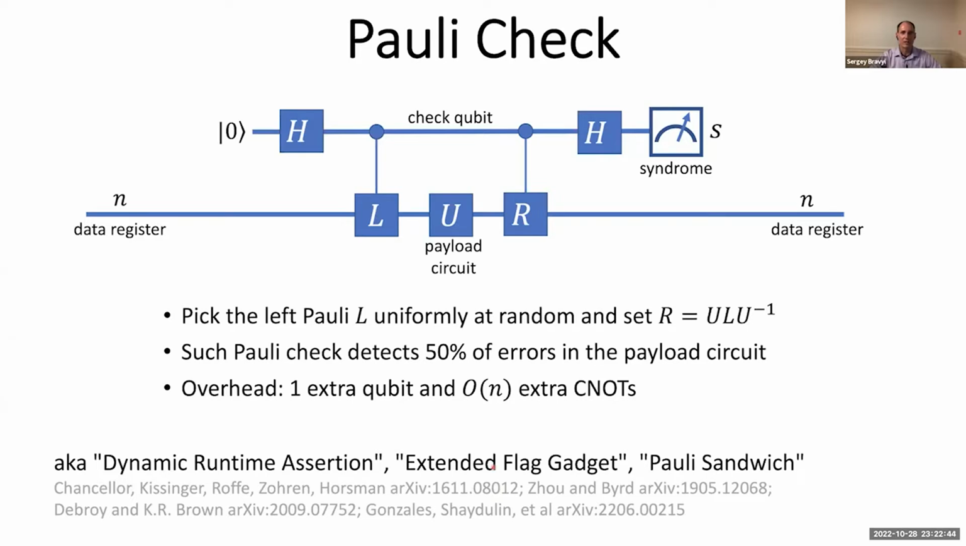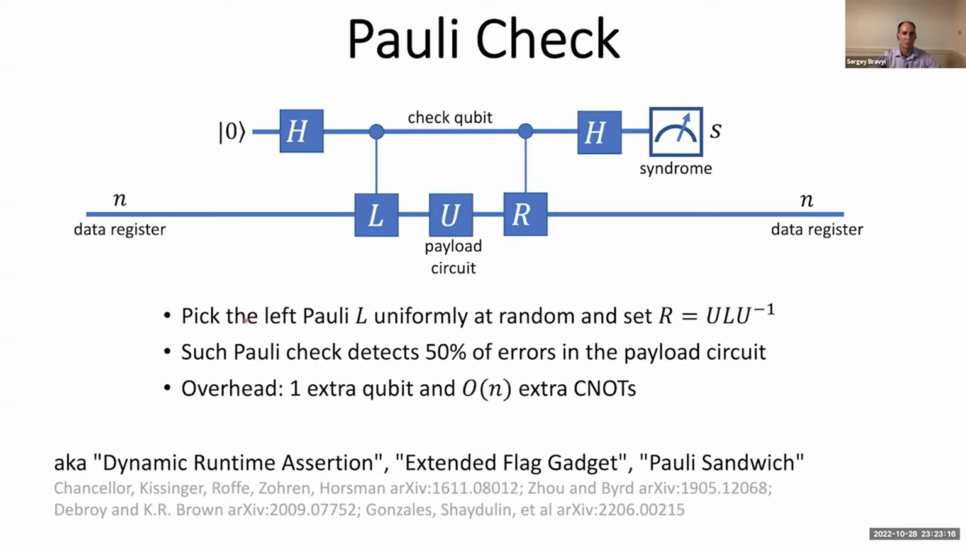And now we can measure the error syndrome by bringing in one ancillary qubit that controls application of our Pauli checks. And this payload circuit U in the middle is just the Clifford part of our target circuit that we want to implement. And I'm ignoring layers of single qubit gates on the left and on the right because we assume that they are ideal.